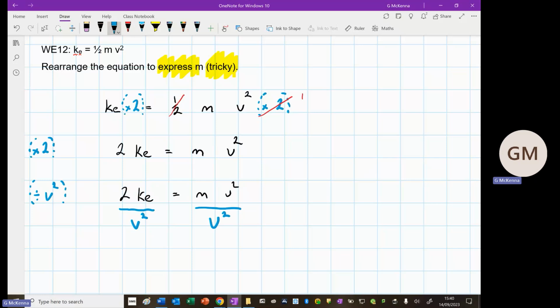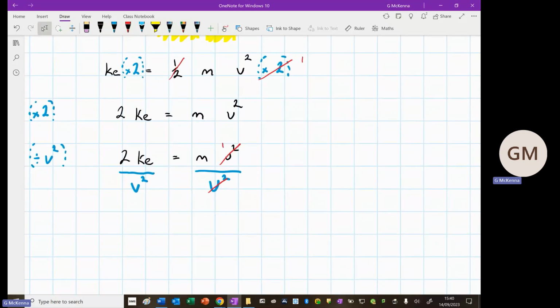and we must divide the left hand side by v squared as well. Now again, the v squared might look a little bit trickier, but that's just a number. V squared is a number, and a number divided by the same number will always cancel out to give you 1. And then 1 times m just leaves m. Just tidy this up a wee bit, so you end up with 2 times kinetic energy divided by v squared is equal to m.